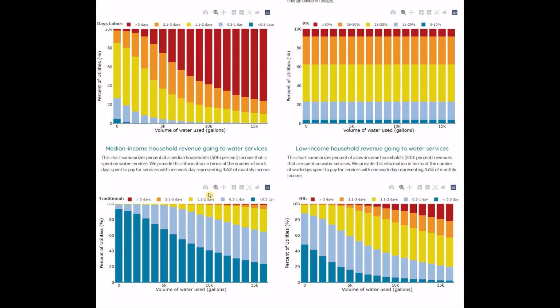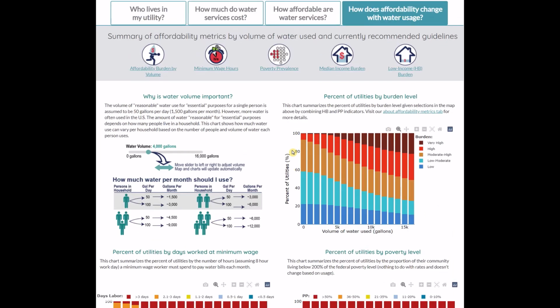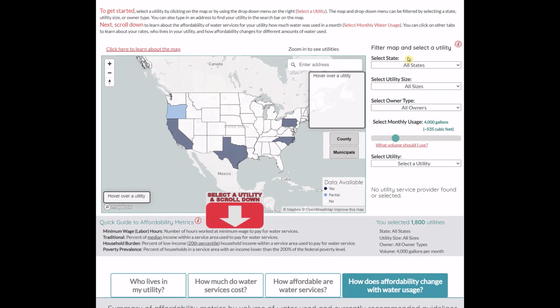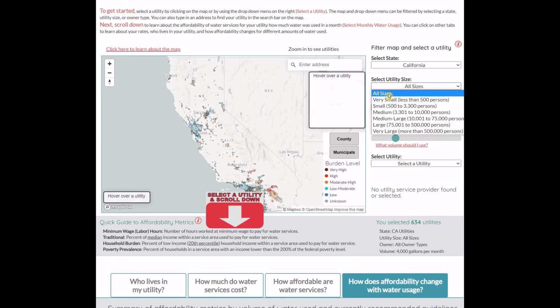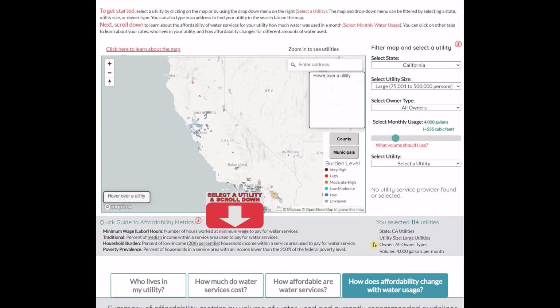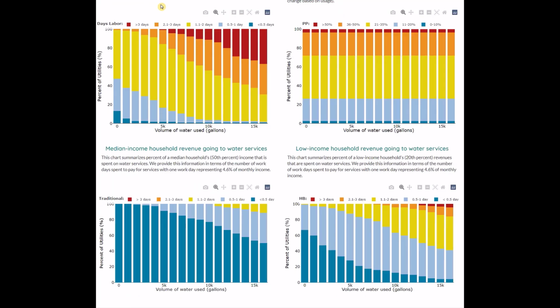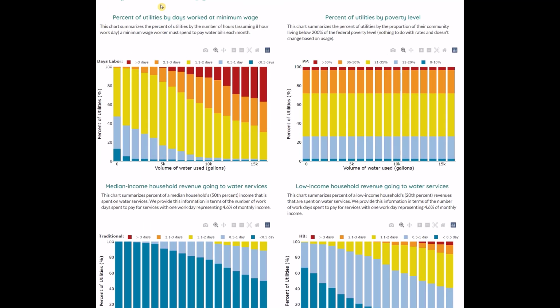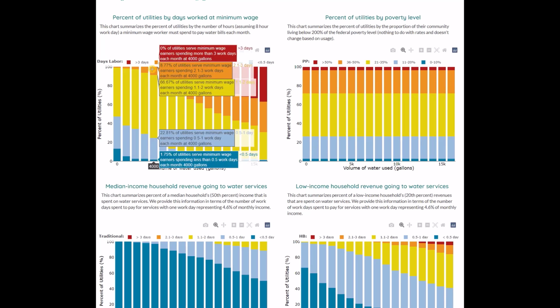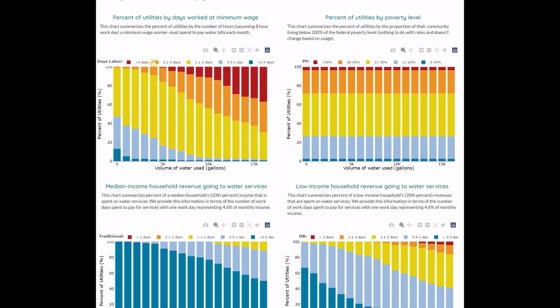If you change the selection in the map above, you will notice the charts change. Let's pick large system in California. Now we are looking at 114 utilities. California had a higher minimum wage at $12 an hour in 2019. You can see the effect in the charts most clearly when looking at the minimum wage chart. Here we can see that minimum wage earners in 24% of large utilities in California spend less than a day of labor at 4,000 gallons, compared to 6% when looking at all utilities.